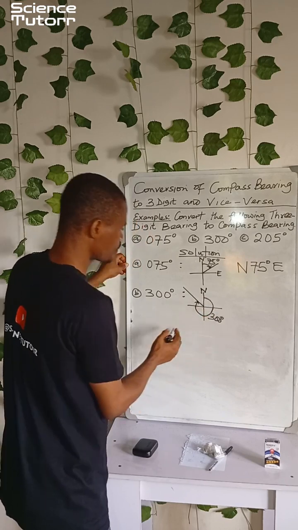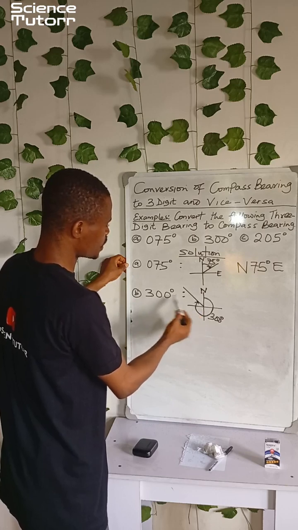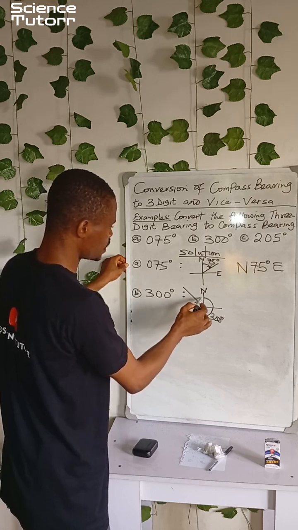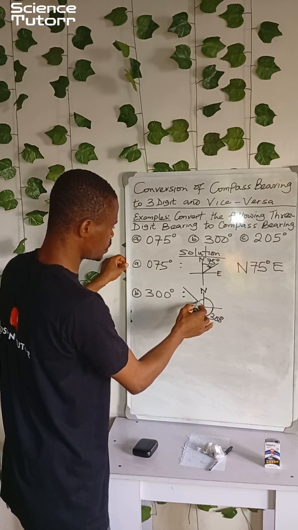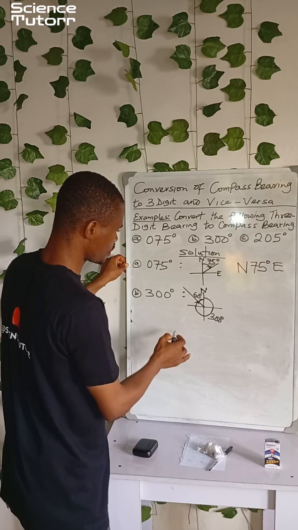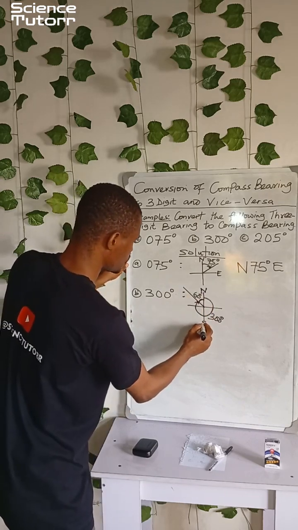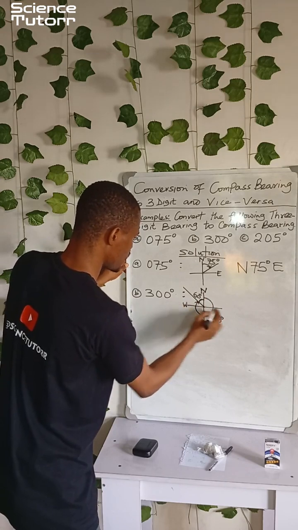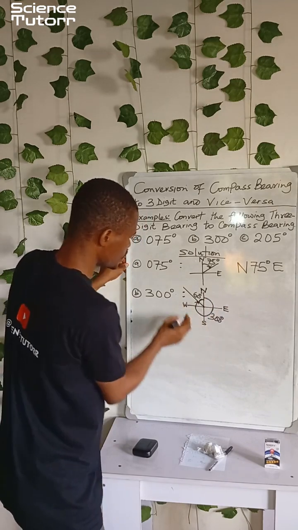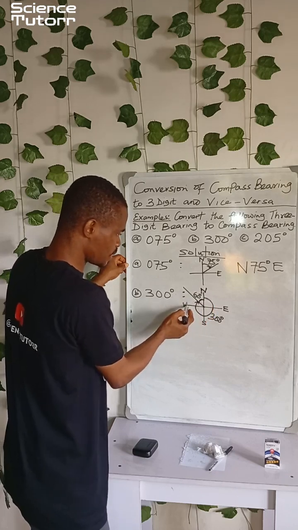Now, what is left? 300 is out. Angle at a point is 360. That means we have 60 degrees left from here. And for that 60 degrees, this is south, this is west, and this is east. Remember, the 60 degrees connects the north and the west.